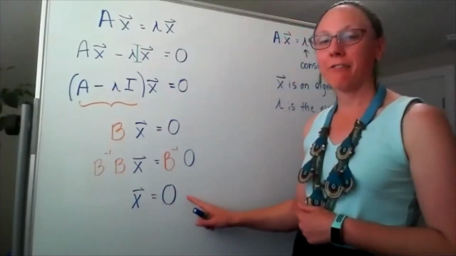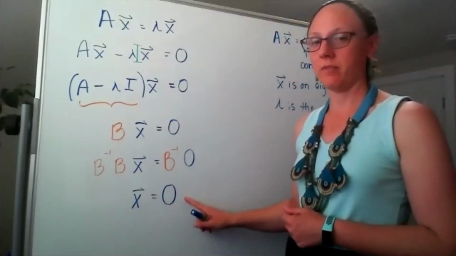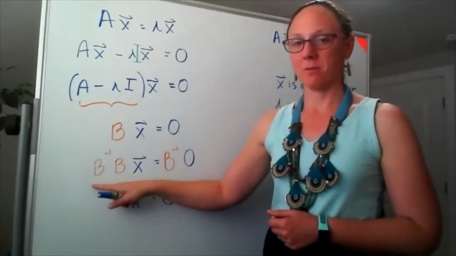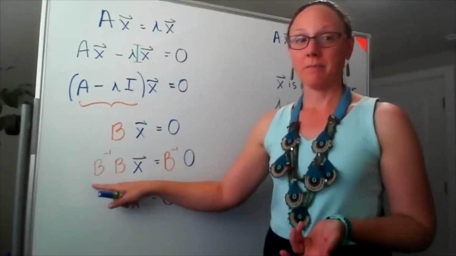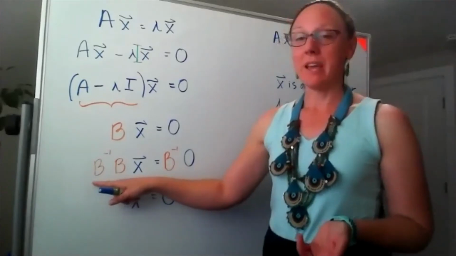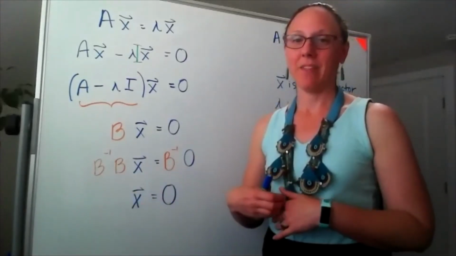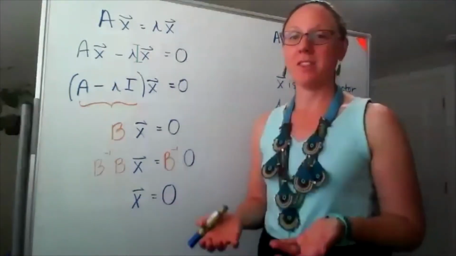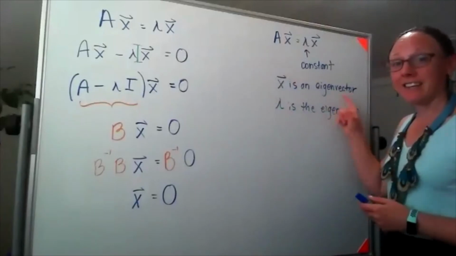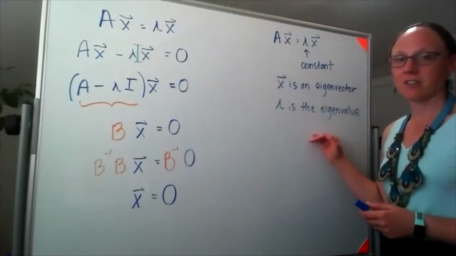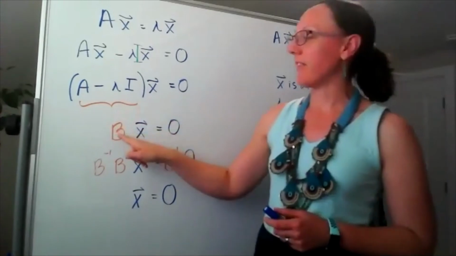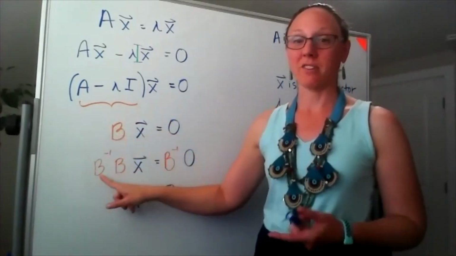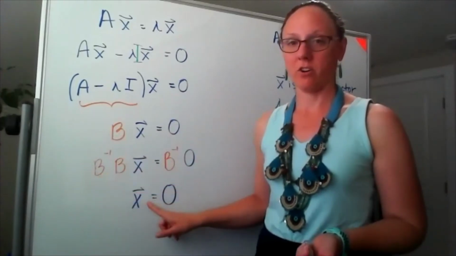The only way for this to not be true is if it wasn't valid for us to use B inverse in the first place. And we know that B inverse doesn't exist anytime its determinant is equal to 0. So it turns out that the way to find these eigenvector eigenvalue pairs is by ensuring that the determinant of B is 0, so that B inverse does not exist and all the critters aren't dead.